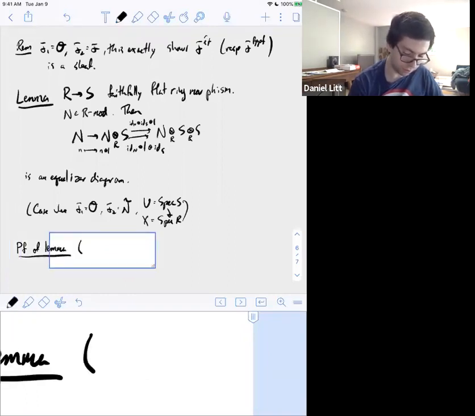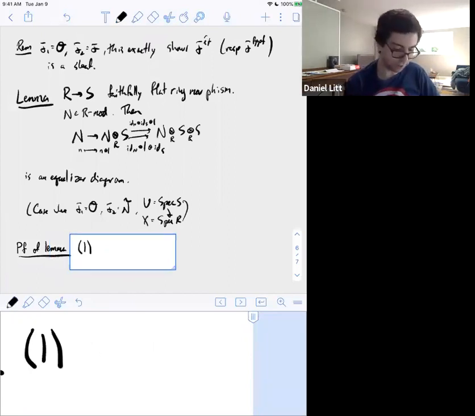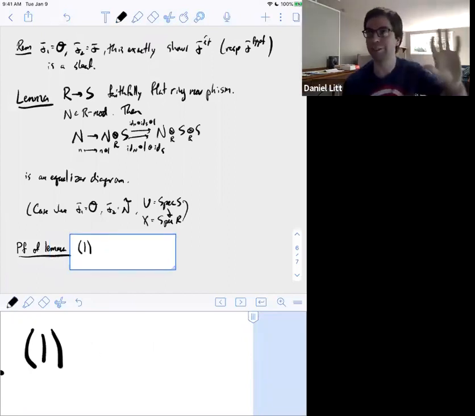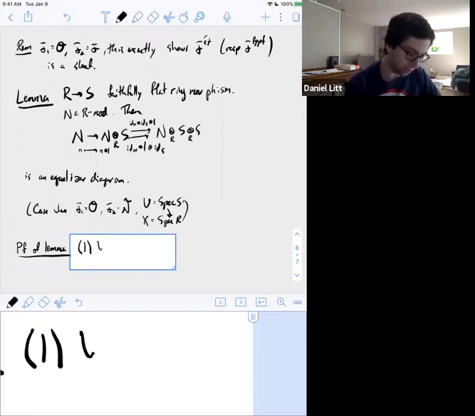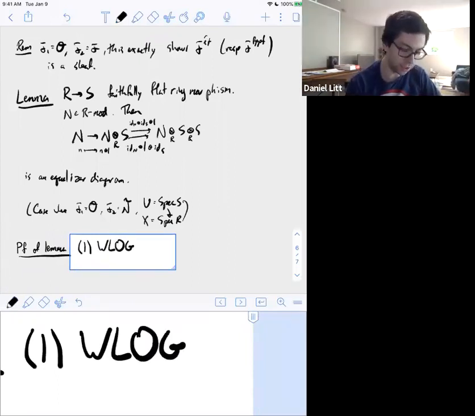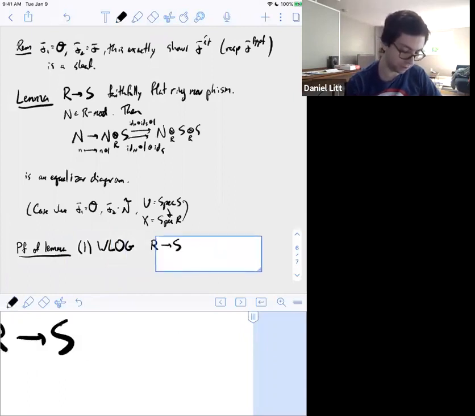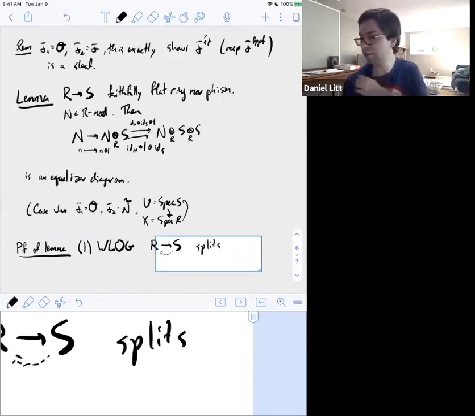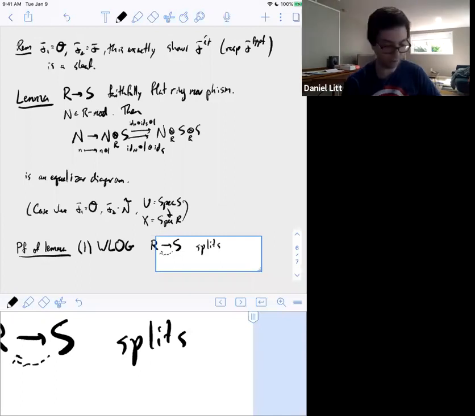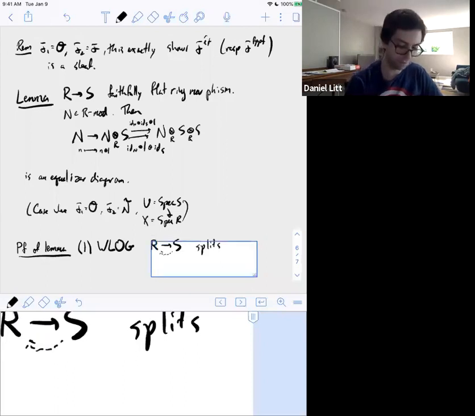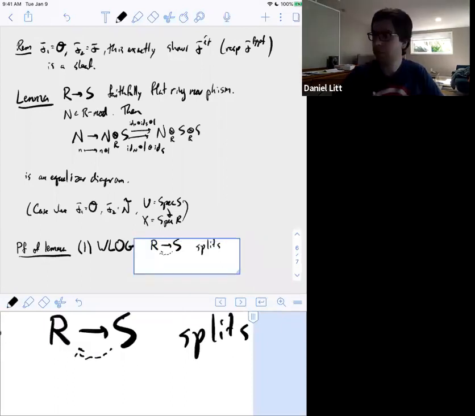It has two steps. The first step is to observe, and this is I think the amazing trick that goes into this proof, that without loss of generality the map R to S splits, meaning there's a map back, so that if you go from R to S and then back, that's the identity on R. Does anyone see how to do this?